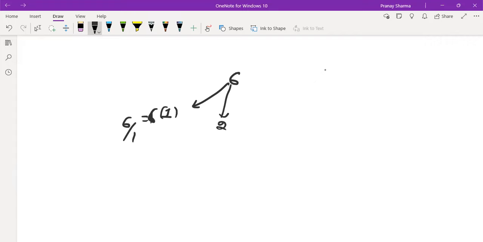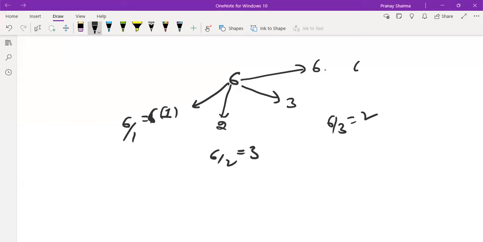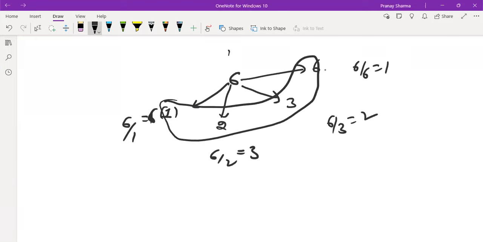If I divide 6 by 2, yes, this division is possible. I'll be getting 3, right? Without any remainder. Is 6 divisible by 3? Yes, 6 is divisible by 3. I am getting a number free from any remainder. 6, is it divisible by 4? No. Is it divisible by 5? No. Is it divisible by 6? Yes, 6 by 6 is 1. All right. So these are the factors. These are the numbers that divide the number we have taken into consideration completely.